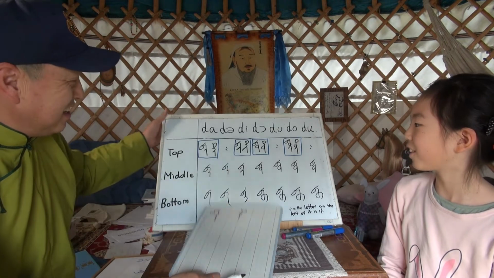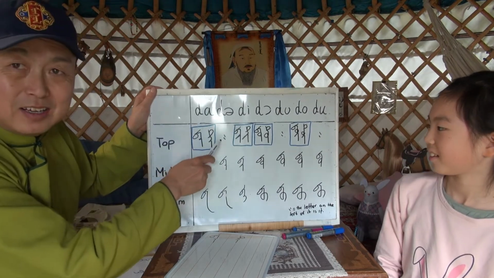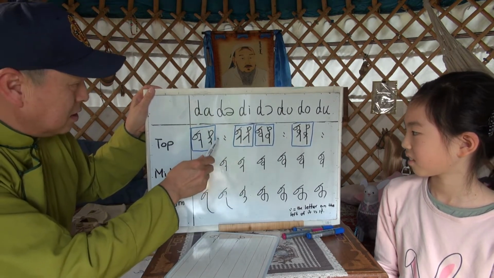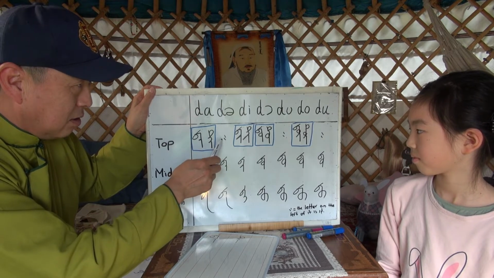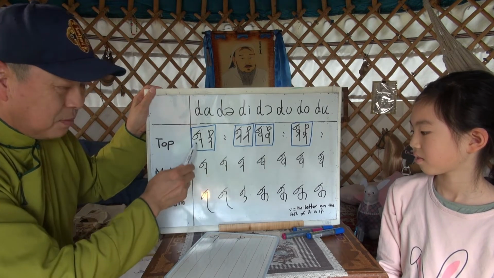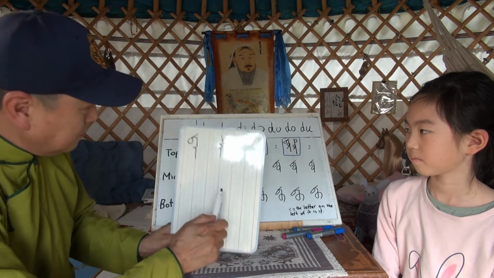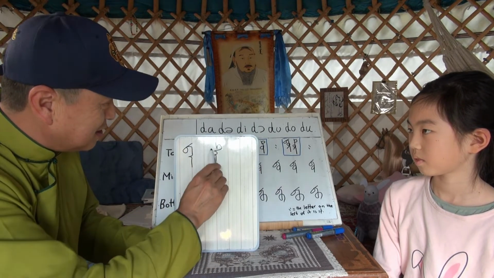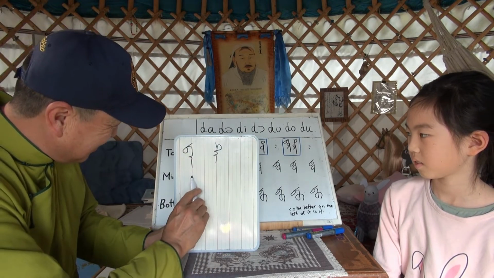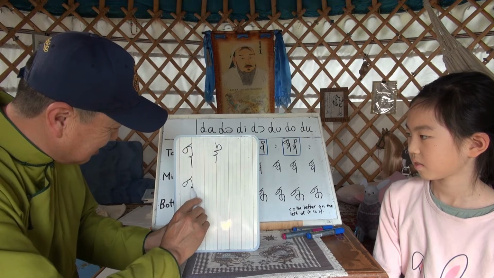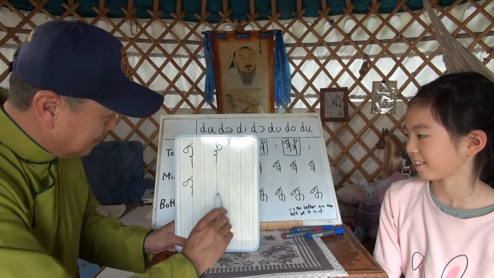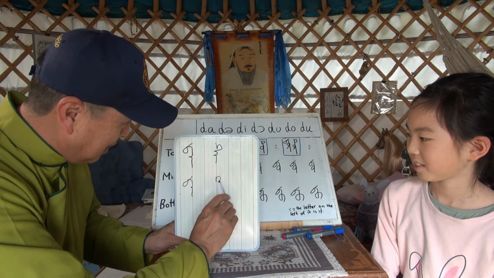So I only put two dots here because the writing of the second is exactly the same as da. Let me write one more time. This is da. This is the other one. It looks exactly the same. It is exactly the same, but we say it differently.